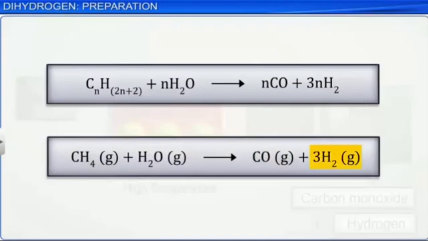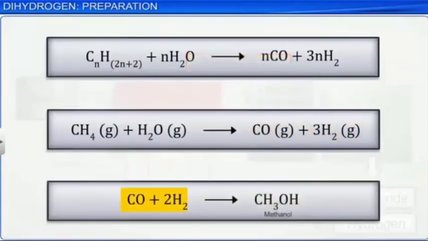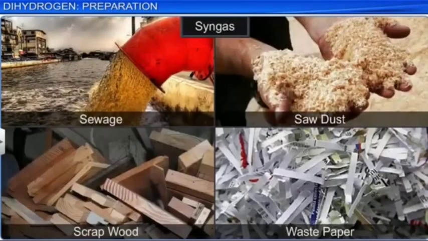The mixture of hydrogen and carbon monoxide is called water gas. Water gas is further used for the synthesis of methanol and a number of other hydrocarbons, as it produces a lot of heat when burnt. Hence, water gas is also called synthesis gas or syngas. Syngas is also produced from sewage, sawdust, scrap wood, waste paper, etc.